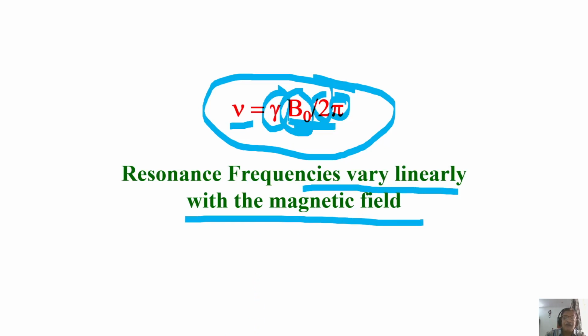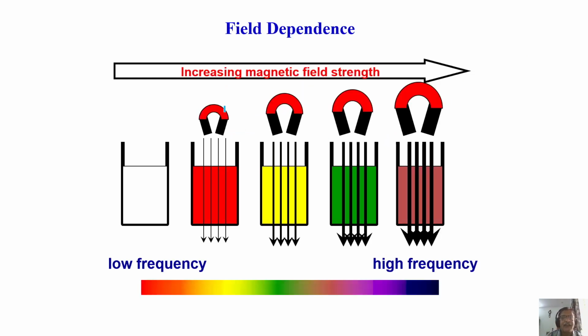Understand? Now I'll double the magnetic field. Let us say at a magnetic field of 4 Tesla, the resonating frequency is some frequency, nu. I double the magnetic field to 8 Tesla. The frequency will be 2 nu. So it changes linearly. Resonating frequency depends on the magnetic field, which has a linear dependence.